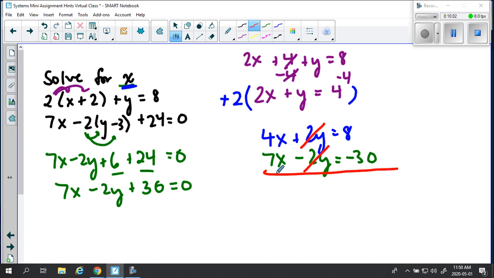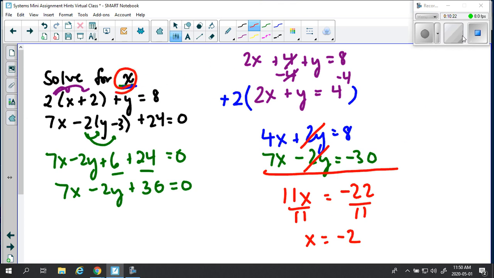So these happen to eliminate and we can add these together. So 11x is equal to 8 minus 30, which is negative 22. Divide both sides by 11. It turns out x is equal to negative 2. Okay, and we did not have to find y because it just told us to solve for x, so we're done with this.